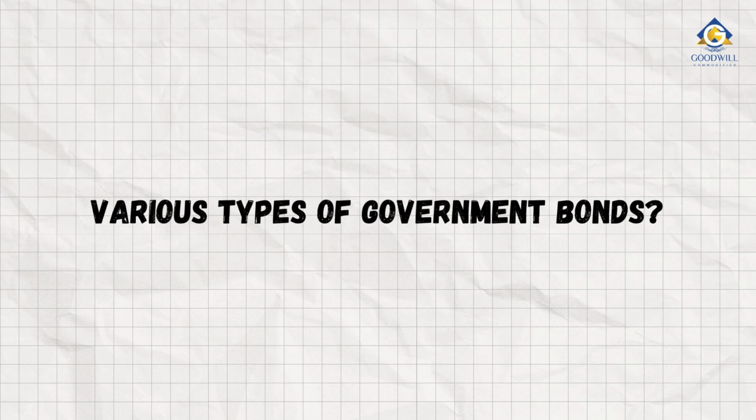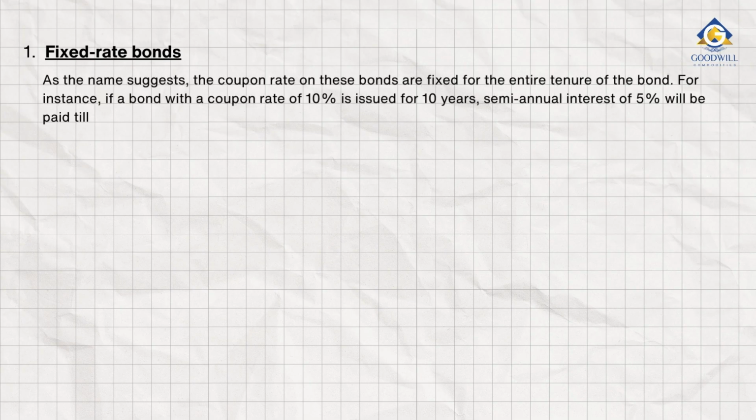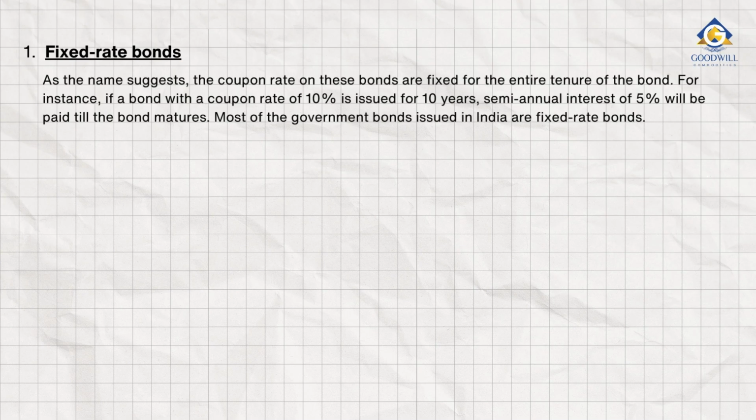Various types of government bonds. 1. Fixed-rate bonds. As the name suggests, the coupon rate on these bonds is fixed for the entire tenure of the bond. For instance, if a bond with a coupon rate of 10% is issued for 10 years, semi-annual interest of 5% will be paid till the bond matures. Most of the government bonds issued in India are fixed-rate bonds.